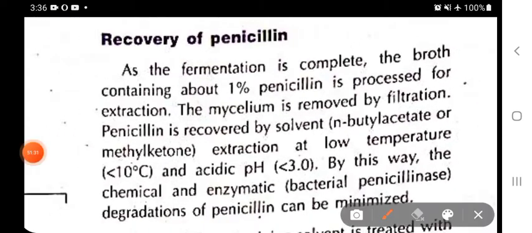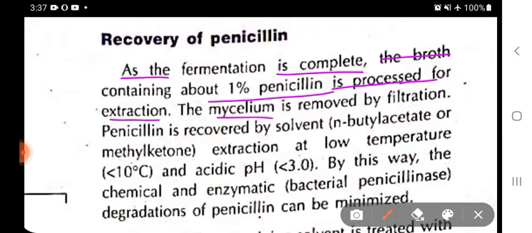So as your fermentation is complete, the broth containing about 1% penicillin is processed for extraction. So when your fermentation is complete, the liquid broth where you have cultured the Penicillium chrysogenum, and where the penicillin has also been produced by that same microbe, containing 1% of penicillin, is processed then for extraction. Mycelium is removed by filtration. The mycelium can be used again for the next culture.